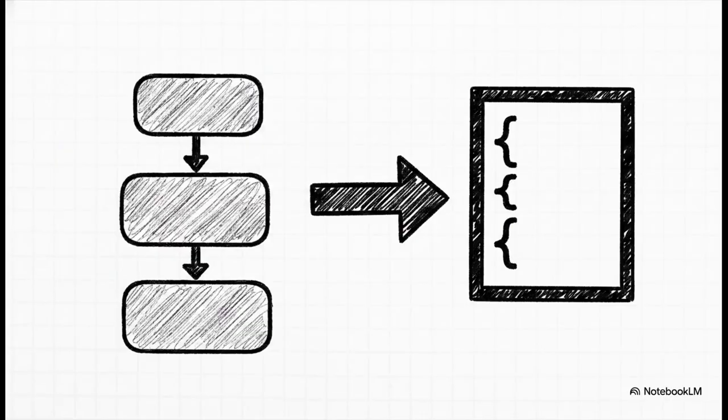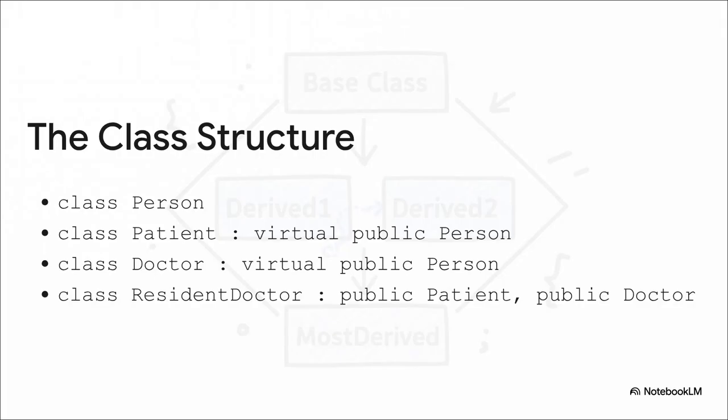Okay, so understanding the theory is one thing, but seeing it work in the actual code is where it all really clicks into place. So let's walk through the full corrected C++ code from our source and see just how clean this solution is. Here are our class declarations. You've got person up at the top, our foundation. Then look closely at patient and doctor. You can see it right there, virtual public person. That's the secret sauce.